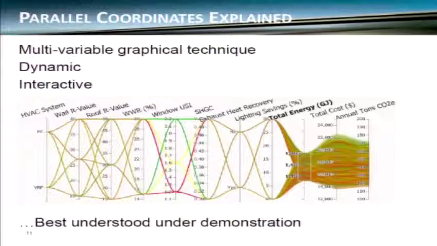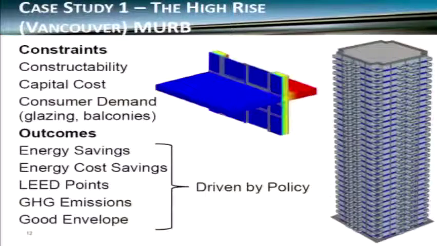So the technique that I'm going to talk about today is called parallel coordinates, which is a multivariable graphical technique. It's dynamic, it's interactive, it's very useful in a decision-making setting to look at how various variables impact desired outcomes. It's really hard to explain without demonstrating it, which is why I will demonstrate it. I'm going to do it through a few case studies, and maybe not necessarily in this order. And they're all housing, of course, case studies.